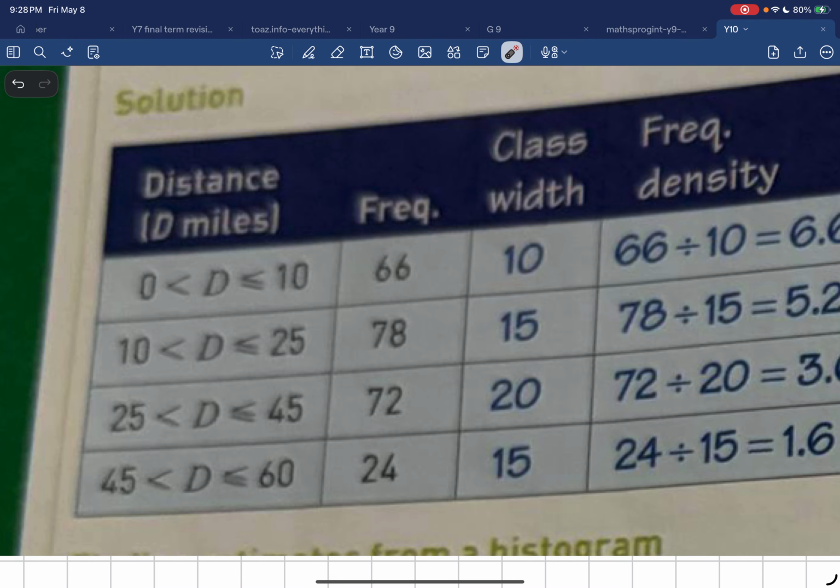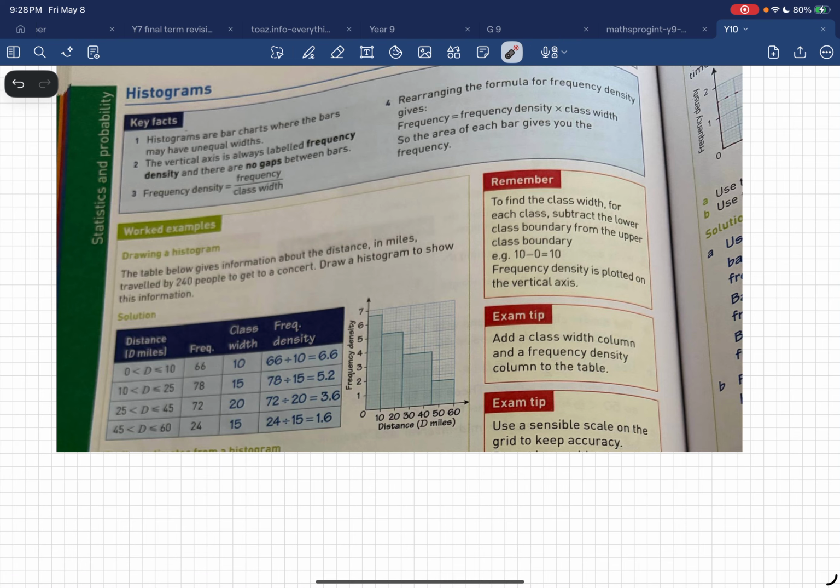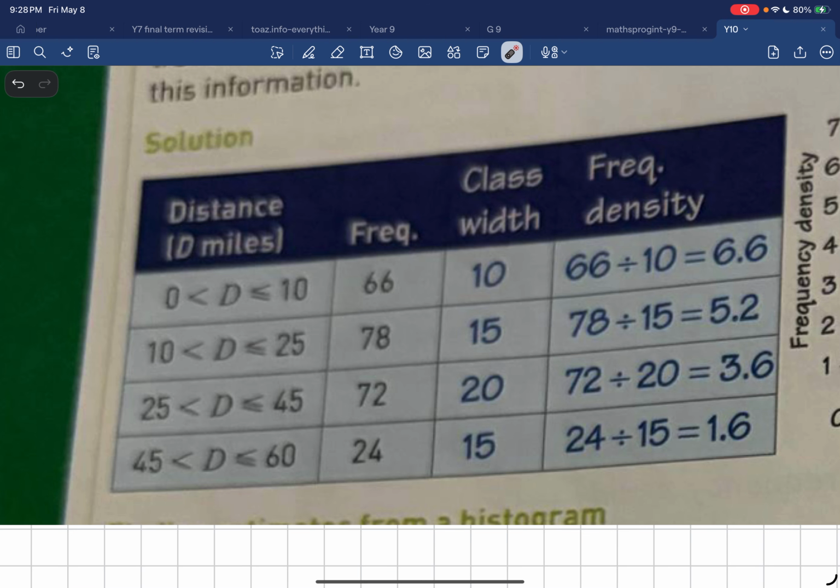How to know the class width? As you know, the frequency density is going to equal the frequency over the class width. But we need to find the class width before finding the frequency density. So all you have to do is take the second bound and subtract the first bound. So 10 minus 0 is going to be 10. 25 minus 10 is going to be 15. 45 minus 25 is going to be 20. 60 minus 45 is going to be 15.